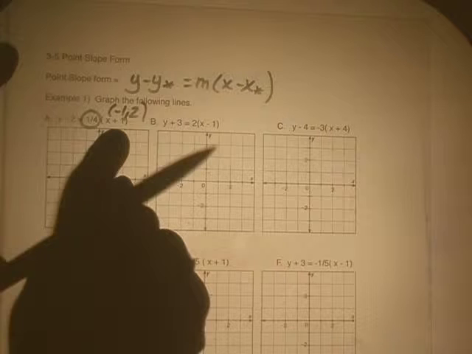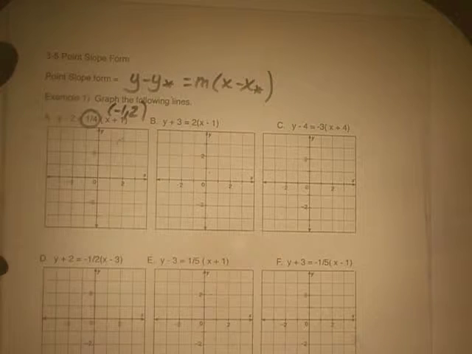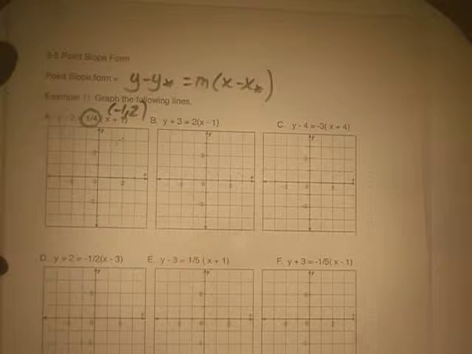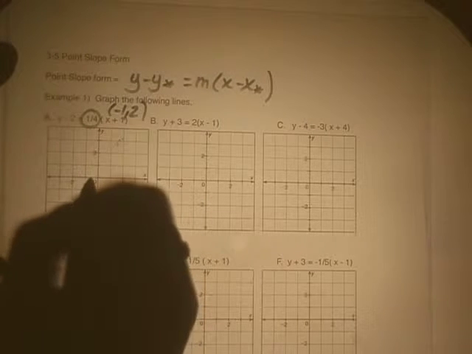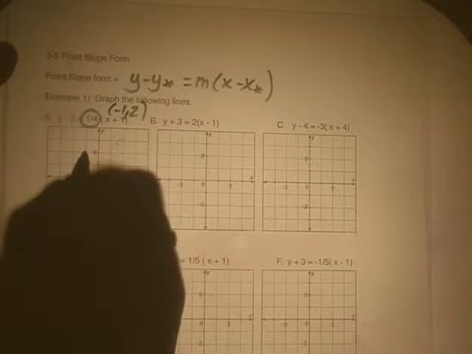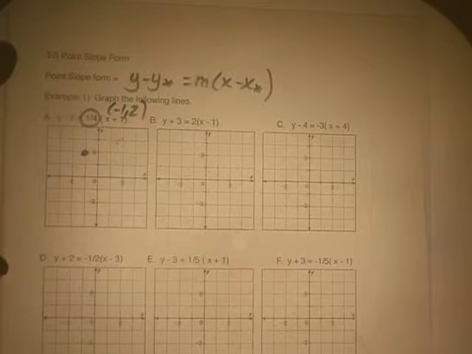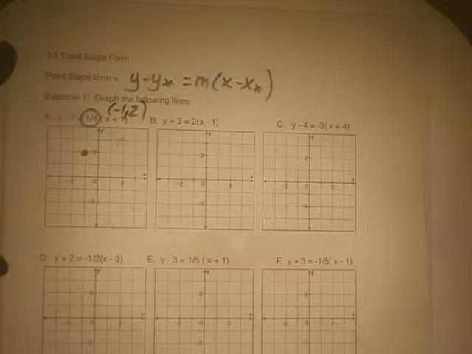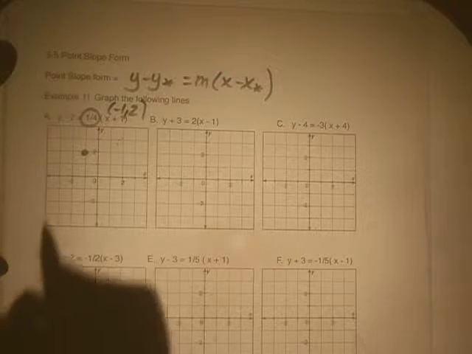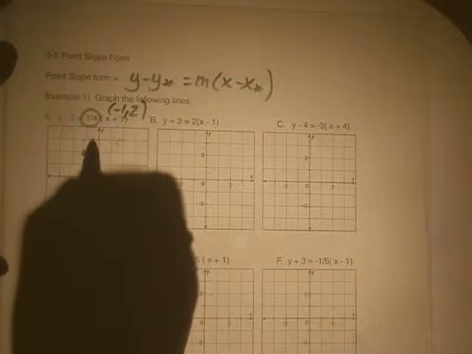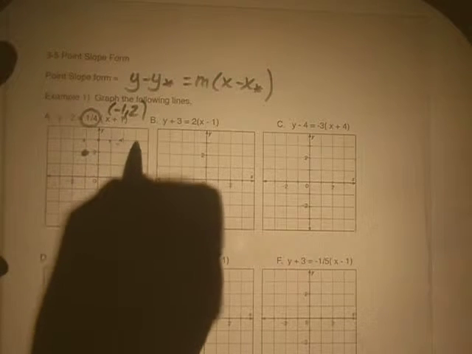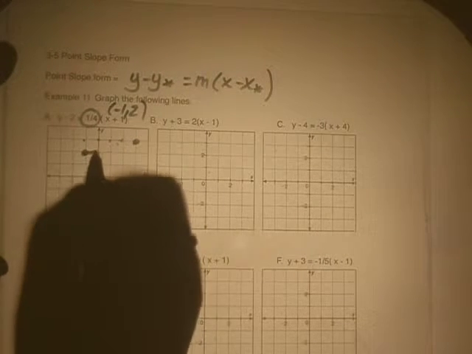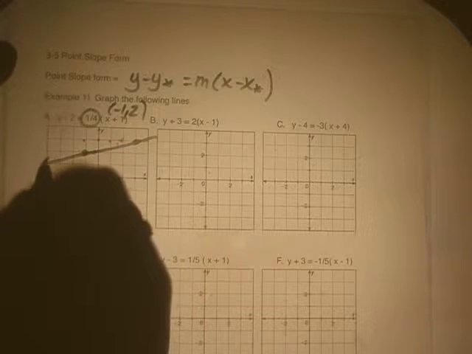We took the opposite of the x, the opposite of the y, and now we have a point and a slope. So we go -1, 2, and we put a dot there. And now our slope is 1/4. So we go up 1 and 4 to the right, and then we draw our line in.